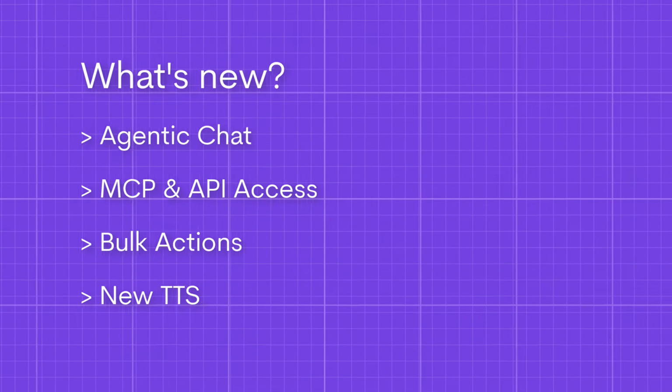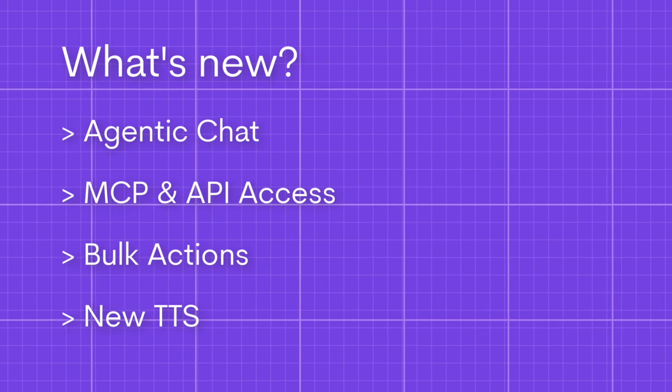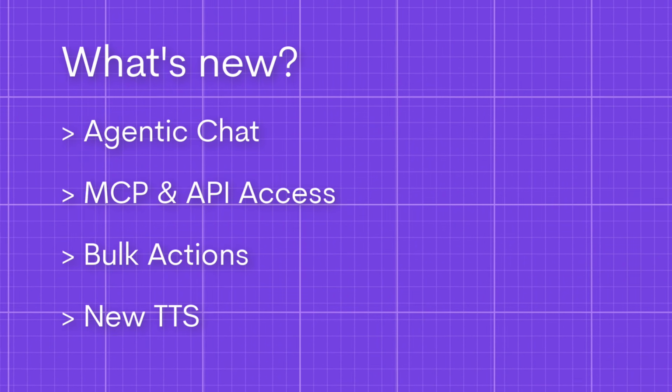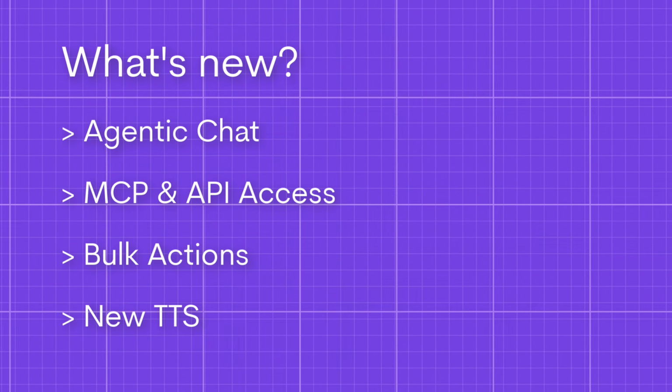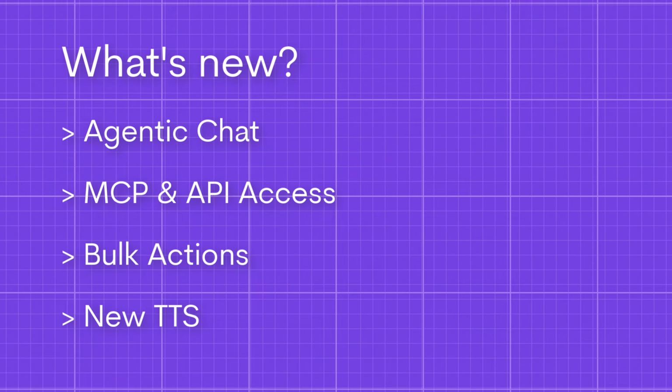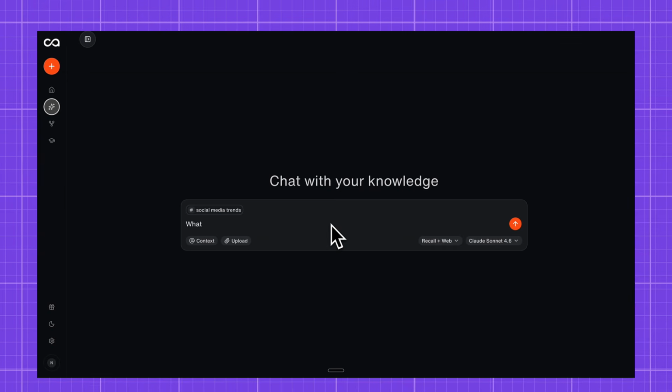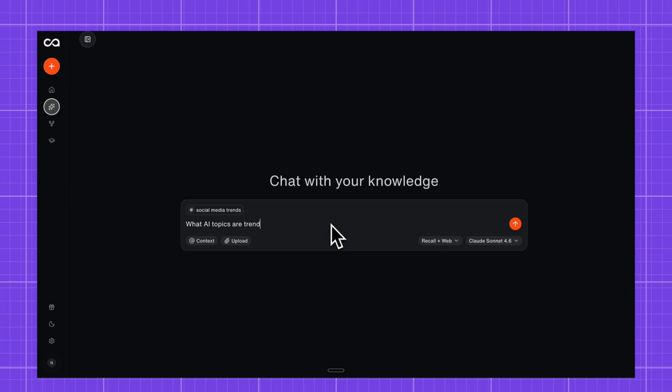Well, their 2.0 introduces more knowledge-based improvements with AI, like agentic chat, allowing you to talk to your knowledge, the internet, or both at once. You can use an API and MCP access. You can do bulk actions like mass summarize, tag, connect, or quiz, and even text-to-speech with a new custom cloned voice. So I think it's important to start, how do you actually save context inside of Recall?